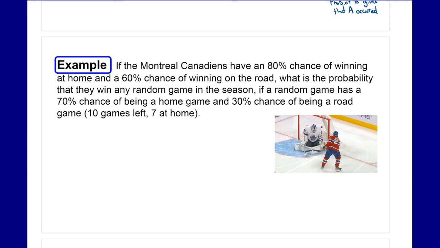Let's go through and highlight some important information. 1, an 80% chance of winning at home, a 60% chance of winning on the road, a 70% chance that we have a home game, and a 30% chance that we have a road game. So we have to think about how they can win. They can win at home, a home win, or an away win. They could win on the road.